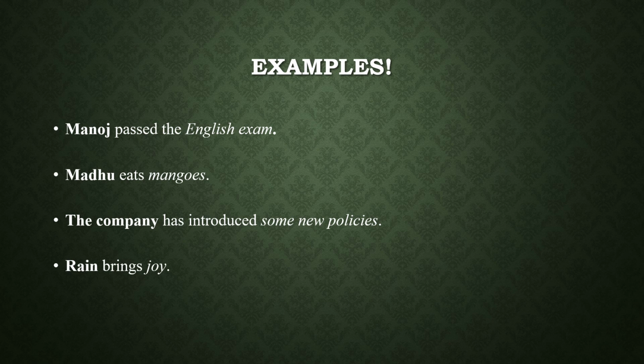The company is the subject and some new policies are the object. As a result of company's, let's say, initiative, some new policies will get introduced. So they will receive the action done by the company. Then final one is a metaphorical sentence, which means rain brings joy. So whenever it rains, what will happen? Joy will be brought, or we will feel happy. Therefore, rain is the subject and joy is the object here.